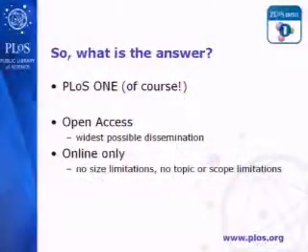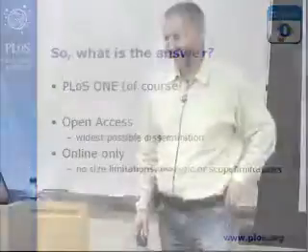So what is the answer? Well, it is +1, of course. We satisfy many of those criteria of the traditional definitions of a journal, and we do it, we think, in a superior way. So we're open access, so we have the widest possible dissemination of our content. We're online only. There's no size limitations to our papers. We've published papers that are 200 pages long.